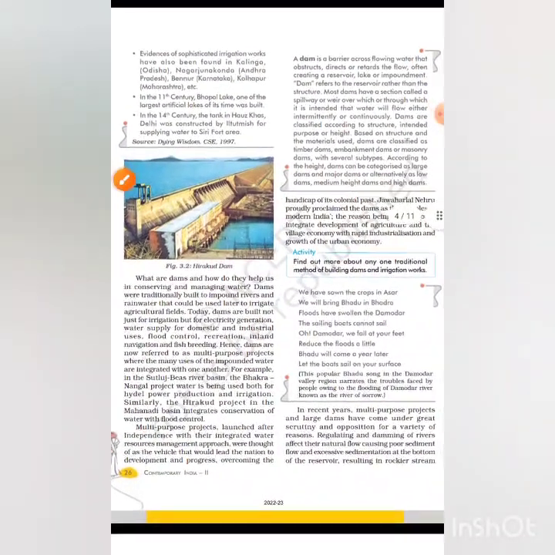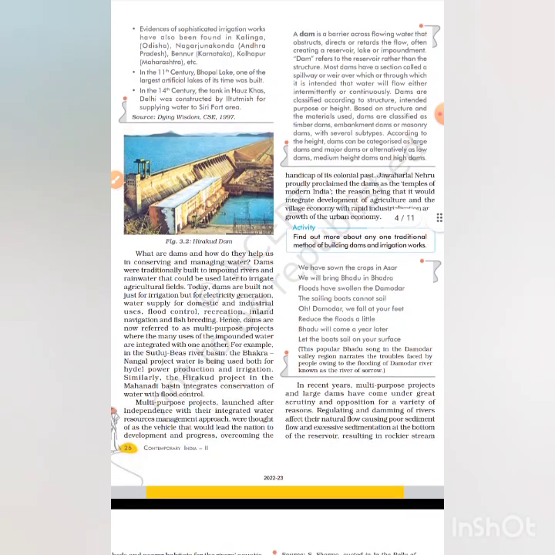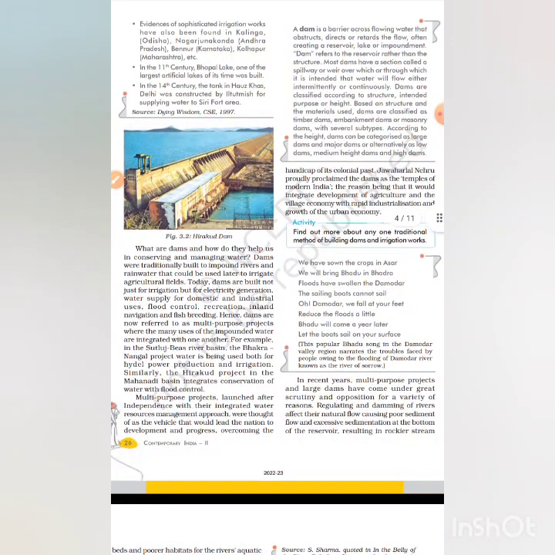Third, evidences of sophisticated irrigation works have also been found in Kalinga, Odisha, Nagarjunakonda, Andhra Pradesh, Bennur, which is in Karnataka, and Kolhapur, which is in Maharashtra, etc. Fourth, in the 11th century, Bhopal Lake, one of the largest artificial lakes of its time, was built. In the 14th century, the tank in Hauz Khas, Delhi was constructed by Iltutmish for supplying water to the Siri Fort area. Here another activity is given, of Hirakud Dam, figure 3.2.